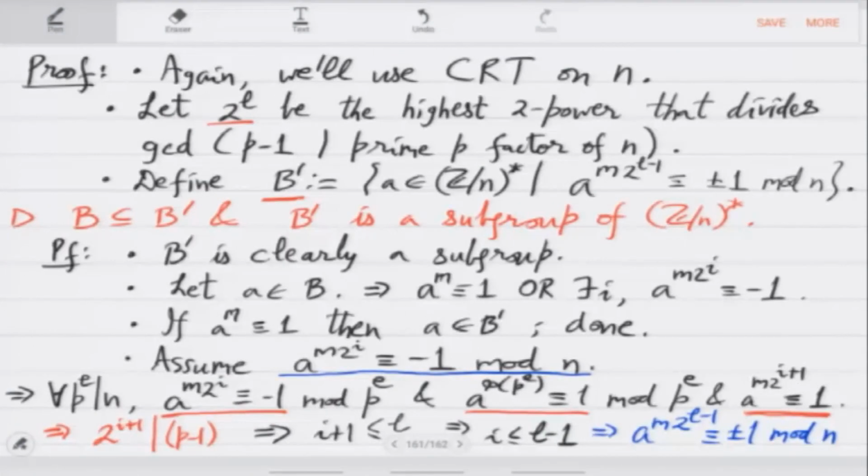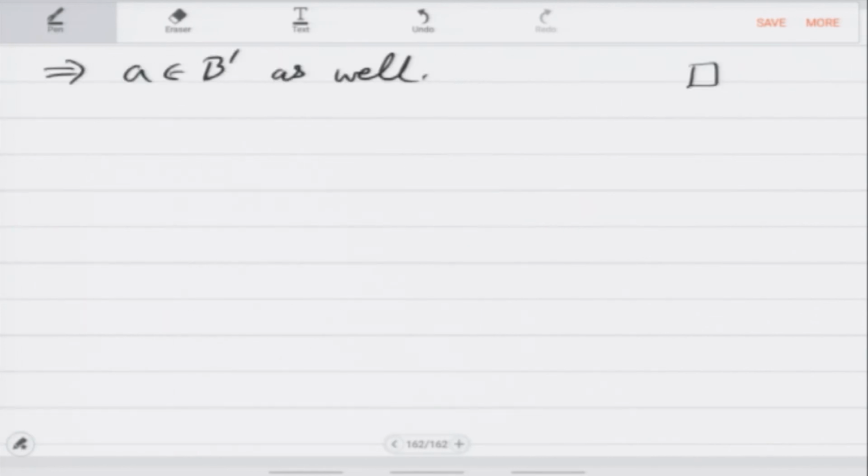Okay, so B is a subset of B prime and B prime is a subgroup. So, that is something very good. Now, let us move to the size. So, how large is B prime?